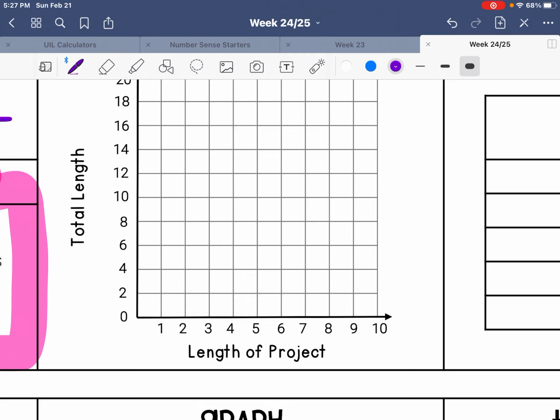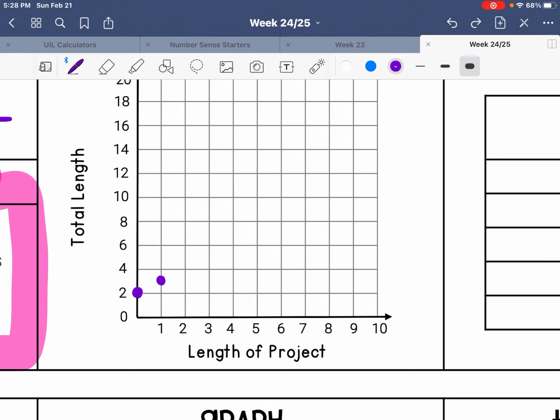If the project was 0 inches, and you add 2, sorry, I didn't mean to make a dot there. If it was 0 inches and you added 2, well, of course, now the project is 2 inches long. If it was 1 inch long and you added 2, now it's 3 inches long. Notice how I had to make my own 3, because there's not a line there, but it's directly in between the 2 and the 4, okay?